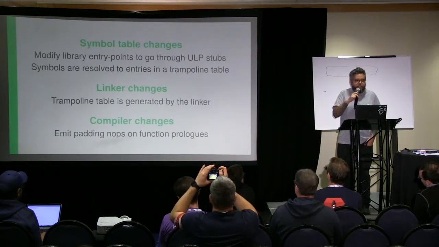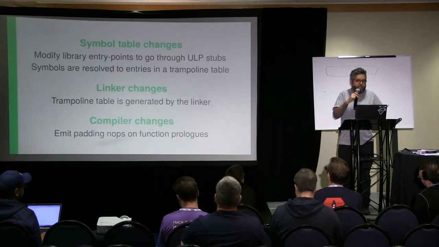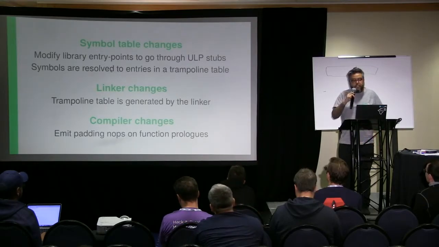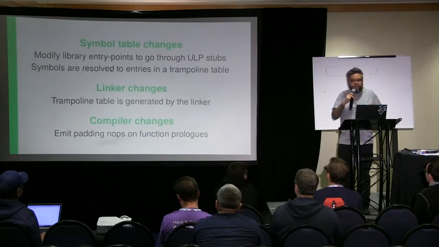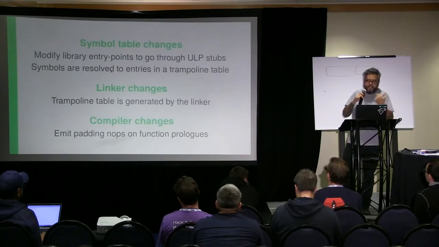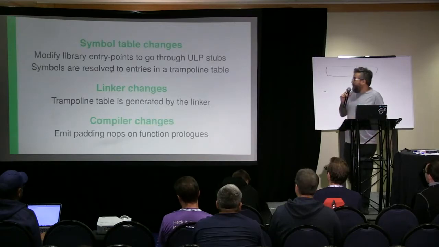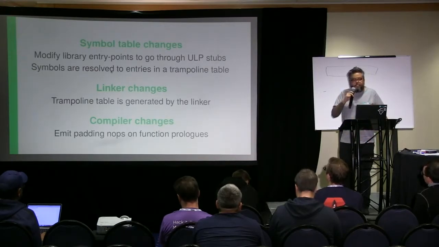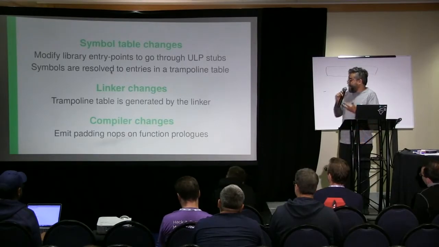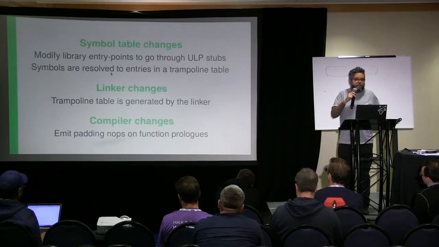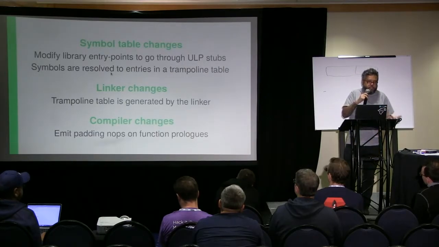So basically, we are redirecting the entry points for a library. And we want to do that because we want to make the control flow go through our stubs. We call them ULP stubs, and we will get into detail about this soon. We also make a little change in the linker, in the case we implemented this in LD. Basically, we generate a trampoline table within the linker. So we have this table there with one entry for each exported symbol.